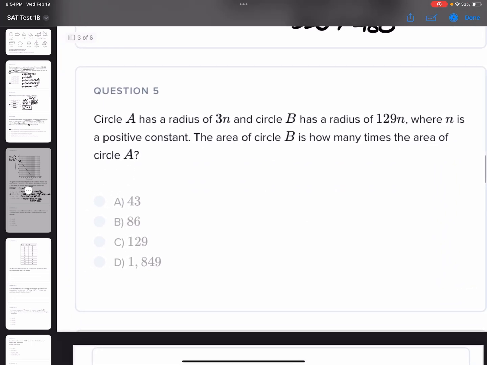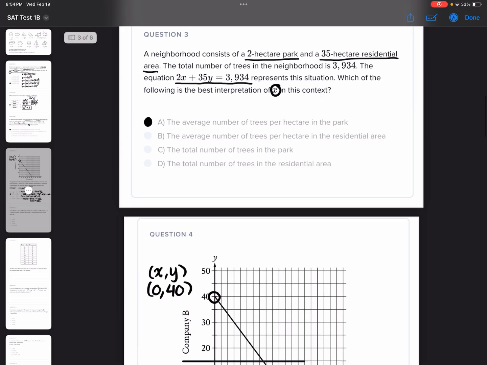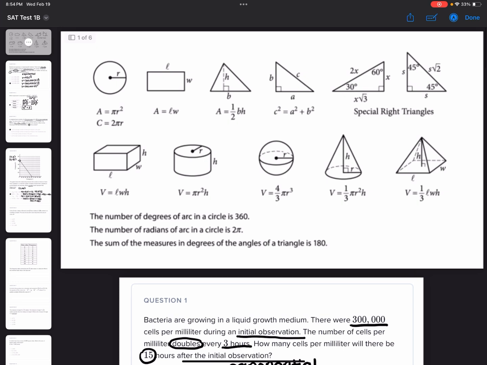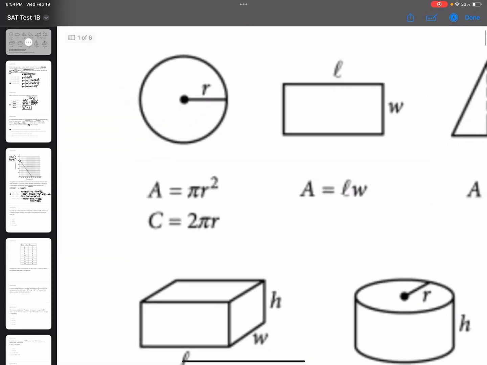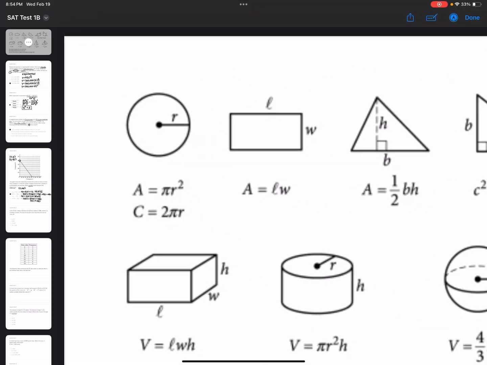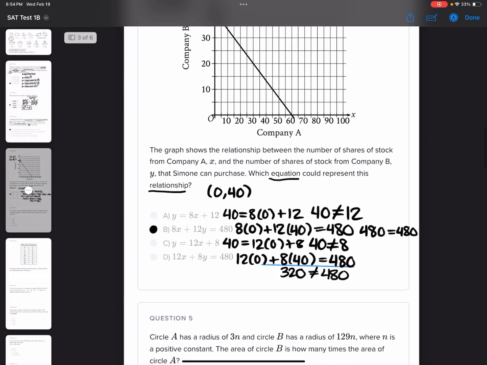Next, this one's a tricky one. All right? We're dealing with circles. And if you forgot the formula of a circle, or what the area was or circumference, we're dealing with this right here. The SAT formula sheet does give us the answers. So how about we utilize that?